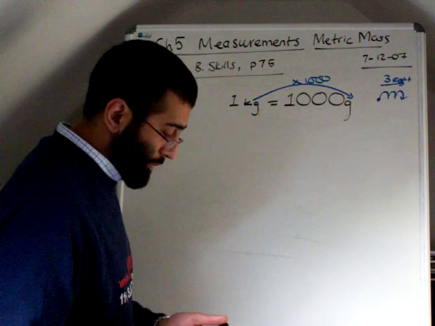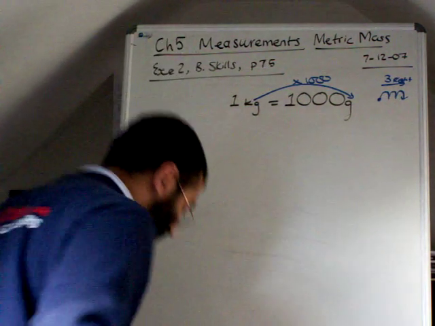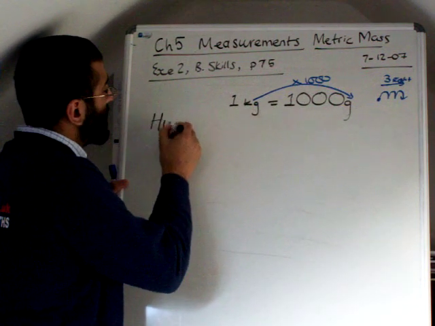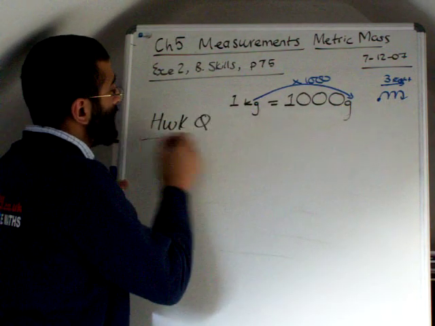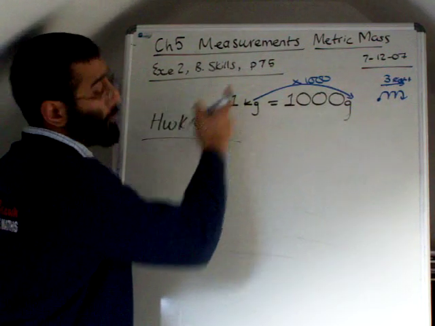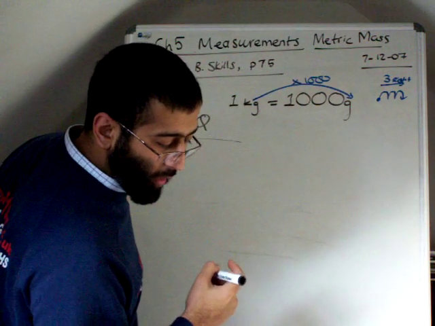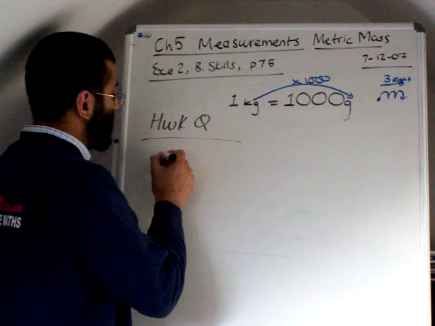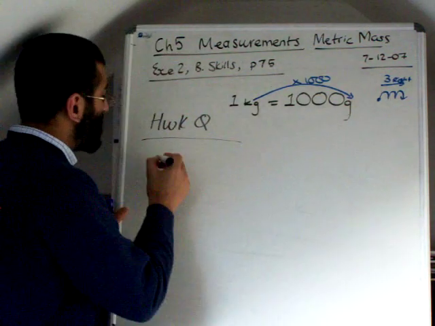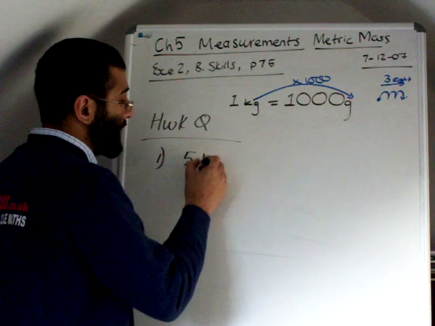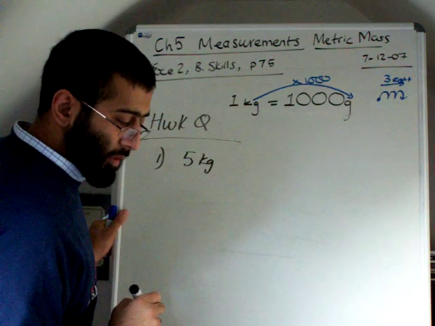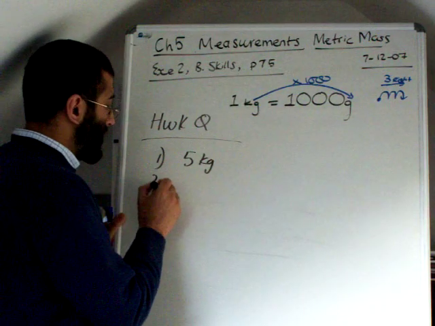Right, so these are your homework questions. Your homework questions are going to be exercise 2, basic skills, page 75. It's question number 1. Actually, did we do question number 1? No, we didn't. Yeah, we'll start with question number 1. Number 1 is 5 kilograms. And then question number 3 is 9 kilograms.